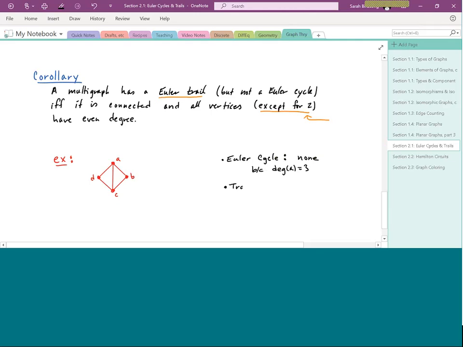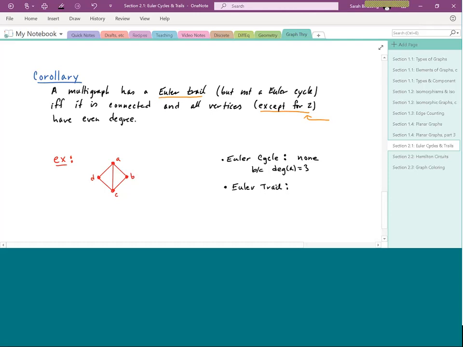Now, if we then look for an Euler trail, what do you guys think? So for an Euler trail, can we get an Euler trail? We can't get the cycle, but could we get the trail? This one, yes. Why? Because we have exactly 2 vertices that have degree 3, so those are our 2 odd vertices, and everybody else has an even degree. So this one we should be able to get.